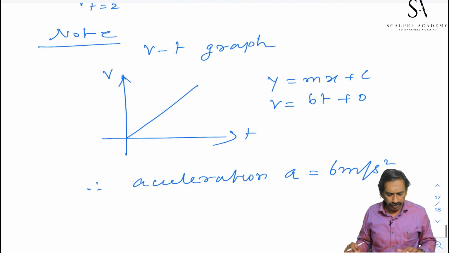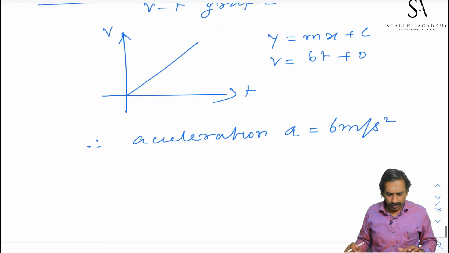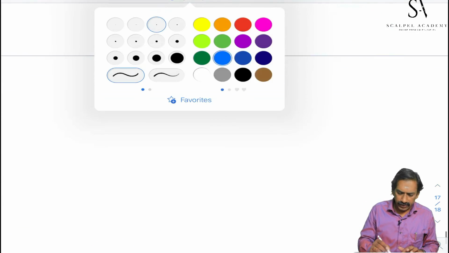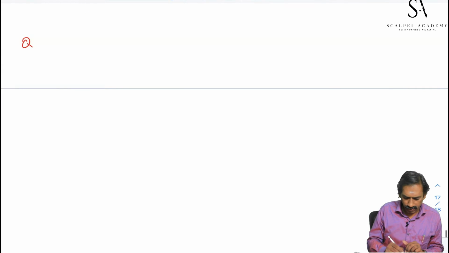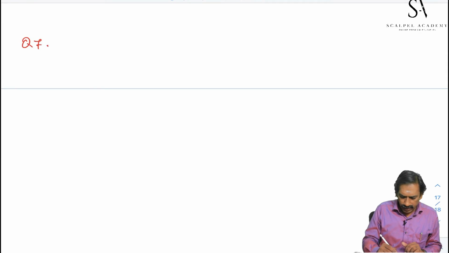Okay, student, we pass on to the next problem, seventh problem. Here a velocity time graph is given to you.